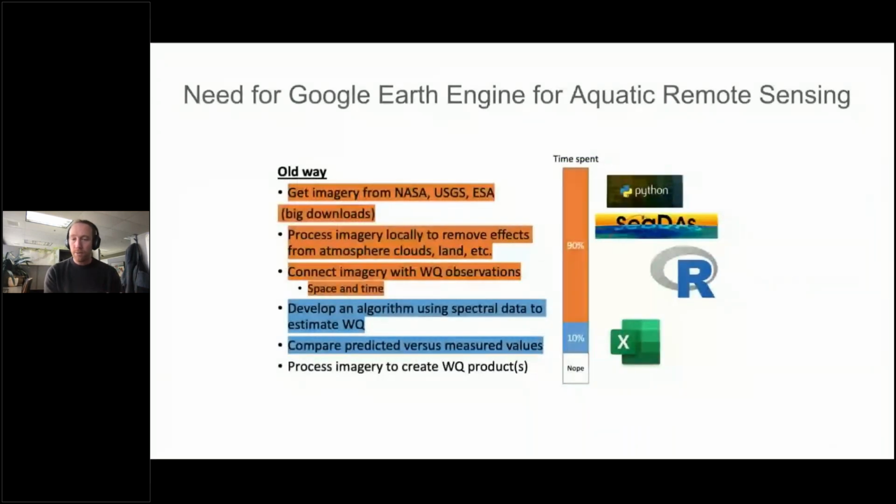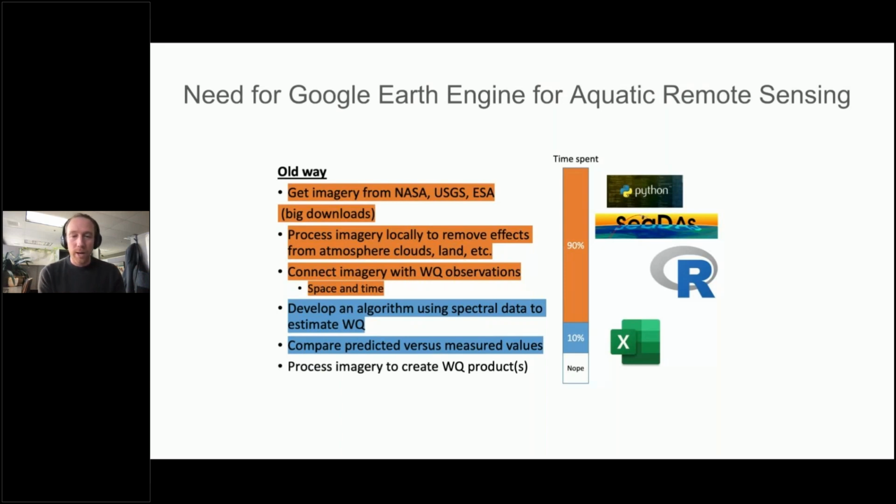So at least from how it's gone at EPA, the old way we did this was big downloads, processing imagery locally, doing some of the pre-processing work on our side on local computers through a whole amalgamation of software that sort of hand off to each other, not cleanly. And we spend most of the time trying to get the data together with the computation, and we have less time to do what we actually want to do, which is develop algorithms using spectral data to estimate water quality and compare them, doing the calibration and validation exercises.